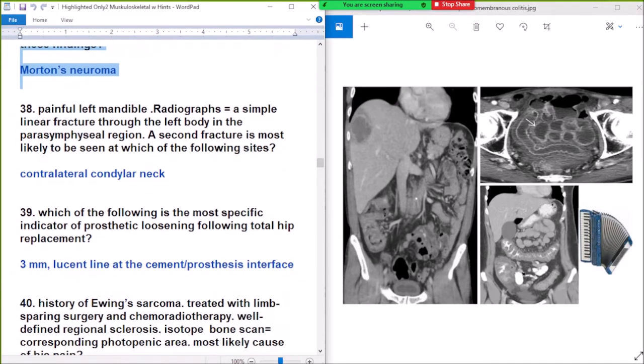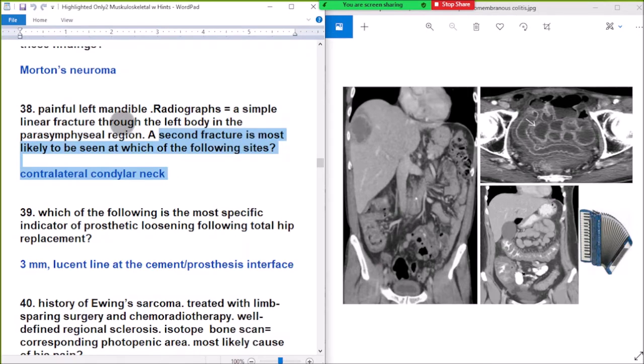Question 38. Painful left mandible. Radiograph shows a simple linear fracture through the left body in the symphyseal region. A second fracture is most likely to be seen at which of the following sites? Contralateral condylar neck.